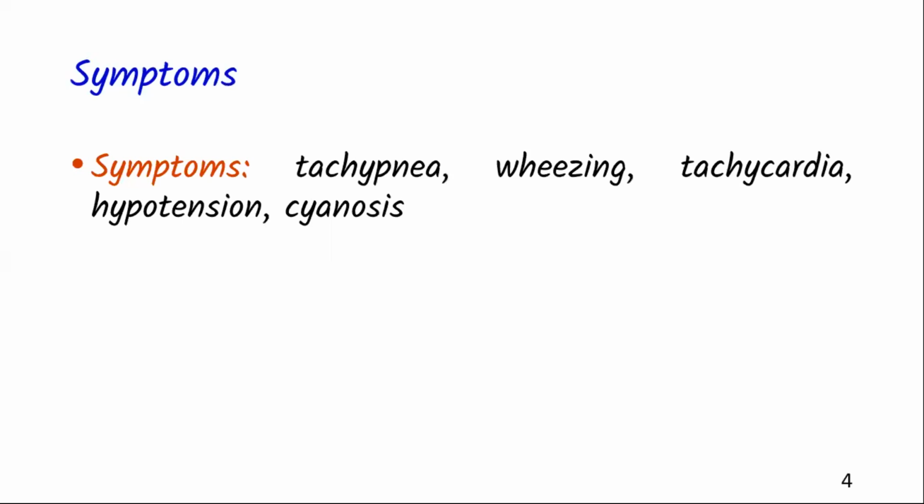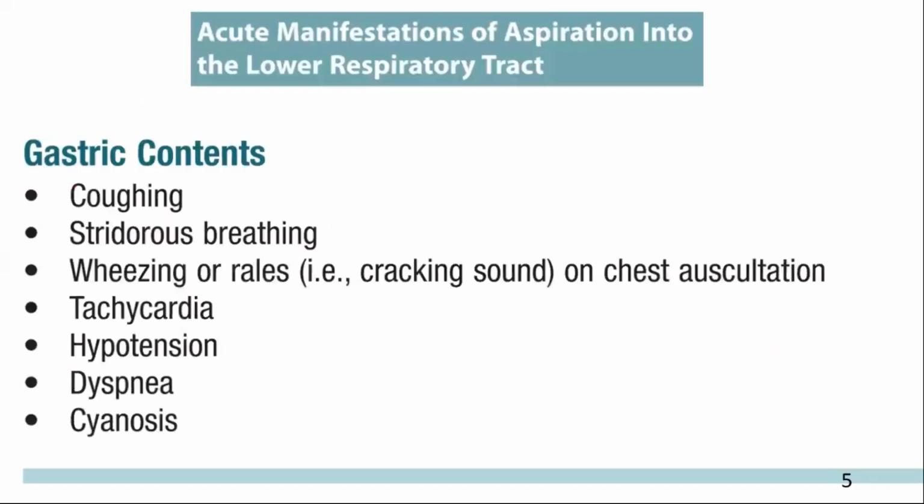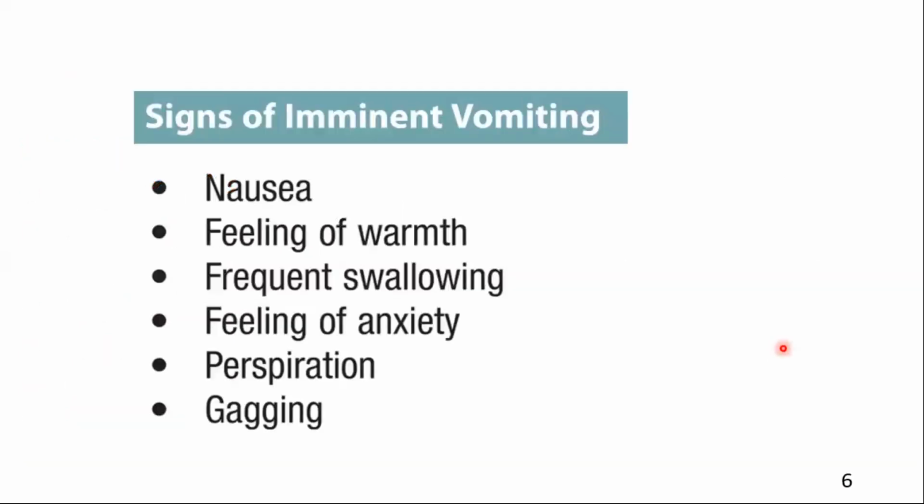Symptoms of gastric contents aspiration include rapid breathing, wheezing, tachycardia, hypotension, and cyanosis. This box refers to the signs, symptoms, or clinical presentation that occur as a result of gastric contents aspiration into the lower respiratory tract. And these are the signs and symptoms of ongoing vomiting, that is just before actual vomiting.